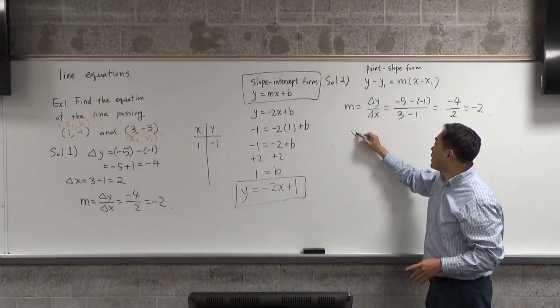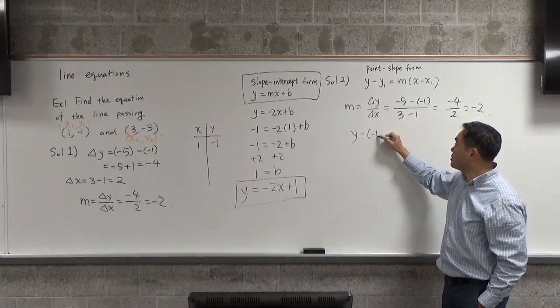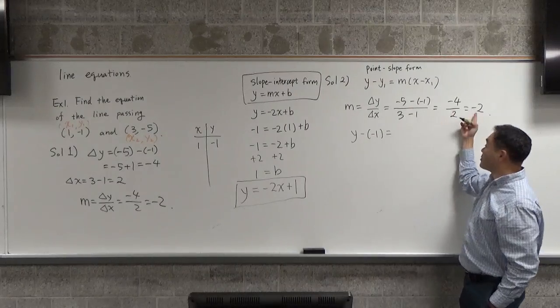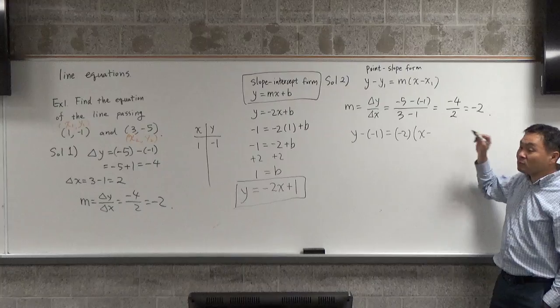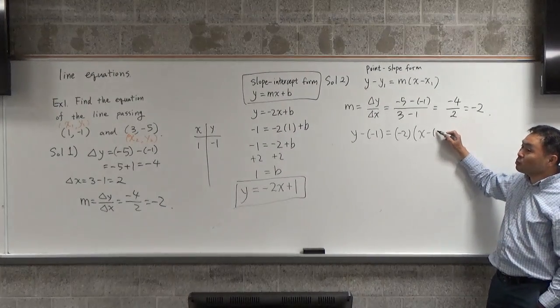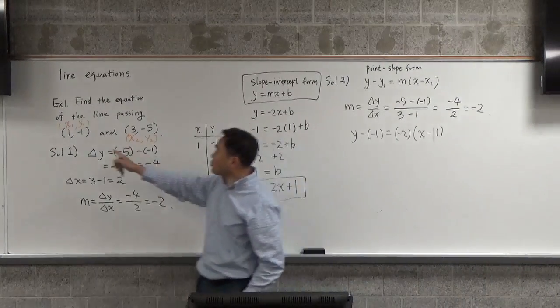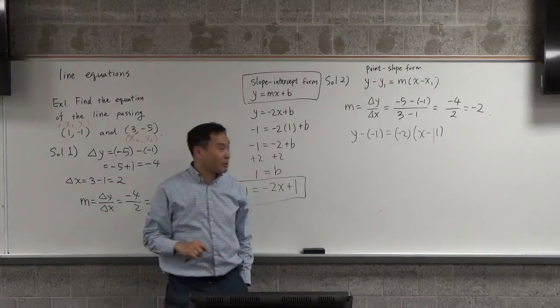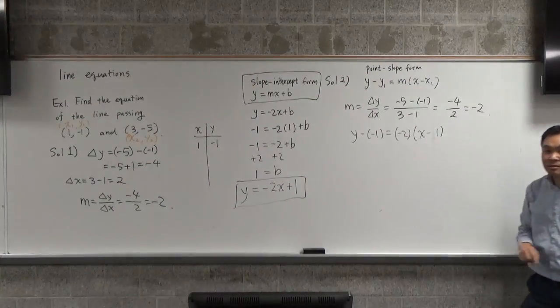So we have y minus y1. What do I use for y1? Negative 1. What's m? We just found that to be negative 2. And then x minus? Nope, 1, right? x1 is 1, y1 is negative 1. So it's 1. Okay. So that's the answer.